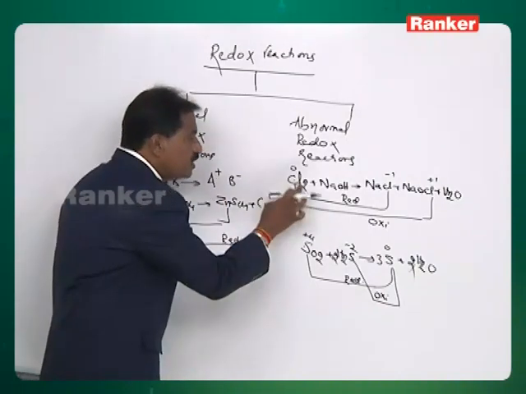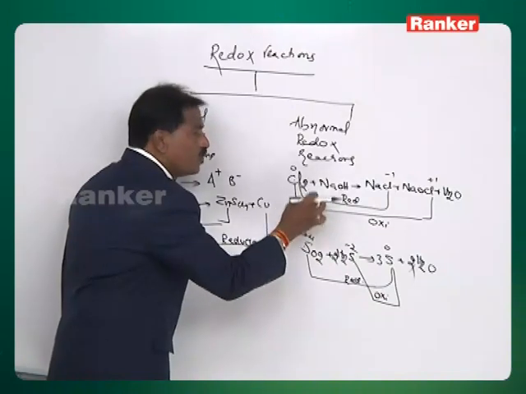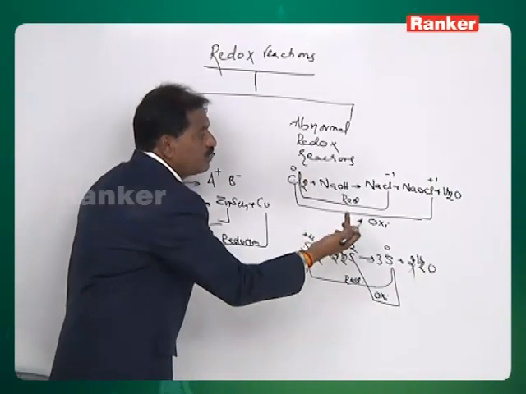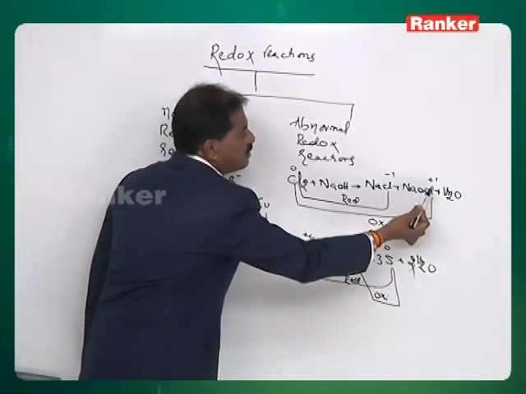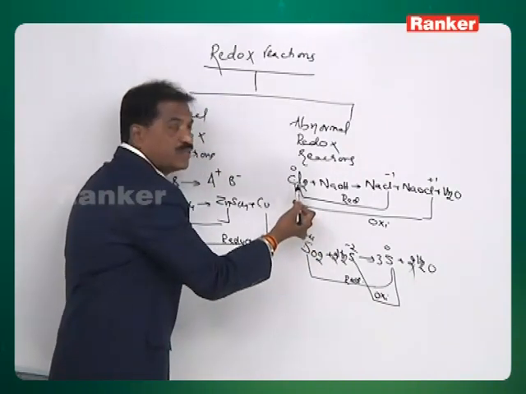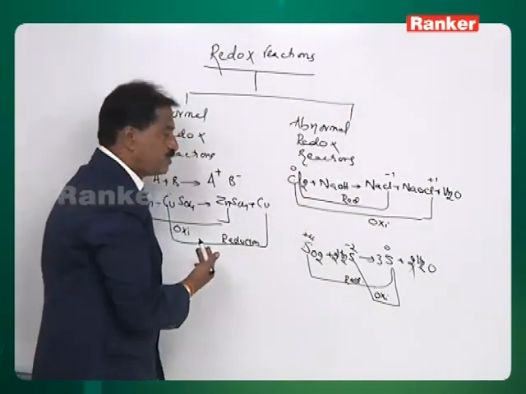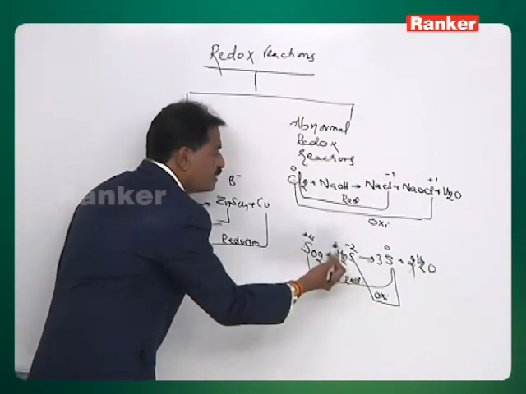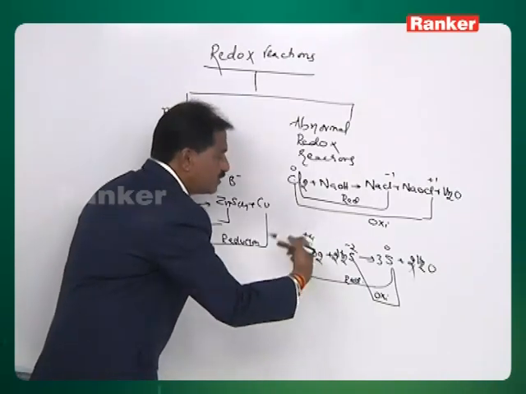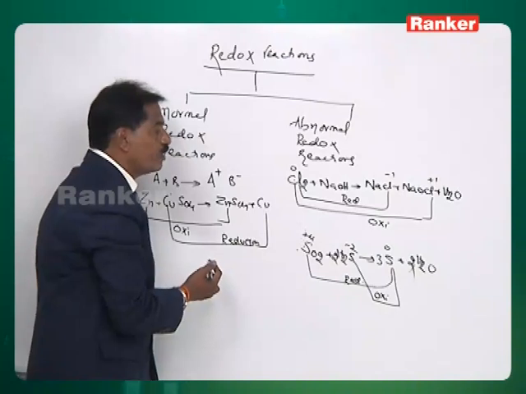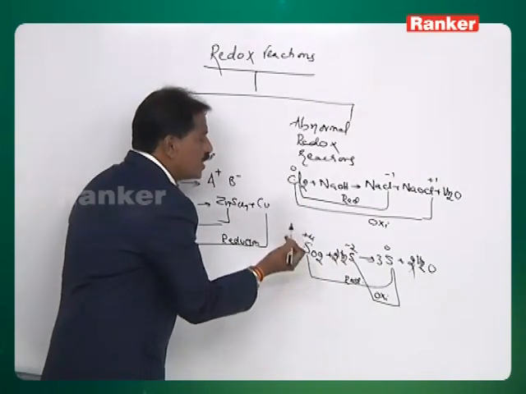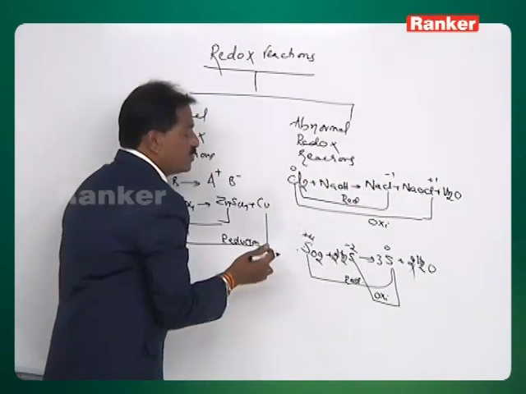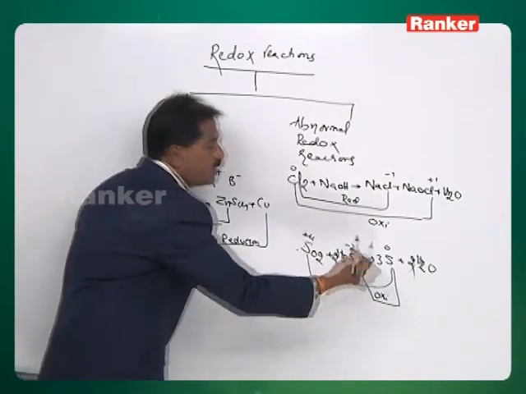But the difference between these two examples is, here before reaction, the oxidation state of every chlorine is 0, but after the reaction, the oxidation state of the chlorine has become +1 and -1. That means the oxidation state is changing from 0 to different oxidation states. But here, before reaction, the oxidation state of the sulfur atoms are different, +4 and -2, but after the reaction, it has been converted into 0. That means here, 0 oxidation state is getting converted into plus and minus, different oxidation states. Here, different oxidation states are getting converted into 0.